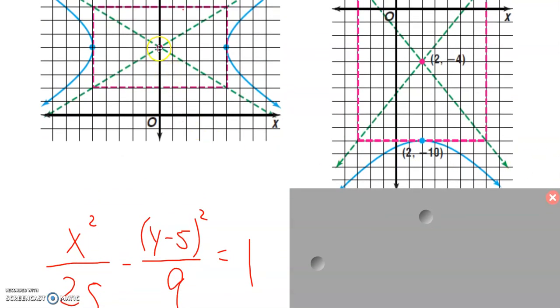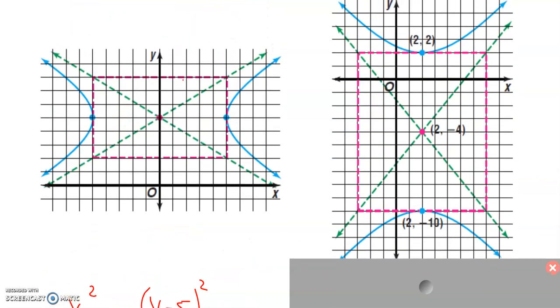All I have to do is say, okay, in the x direction, we've got 1, 2, 3, 4, 5 from the center to the vertex, so 5 squared goes underneath the x term. In the y direction, I've got 1, 2, 3 units from the center to the edge of this pink rectangle here, so 3 squared goes underneath the y term, and then it equals 1. And that's it.